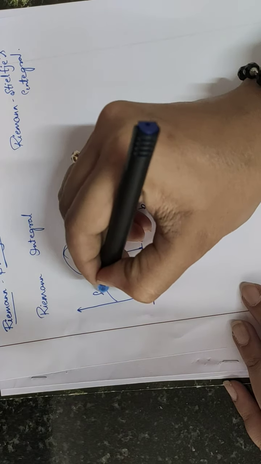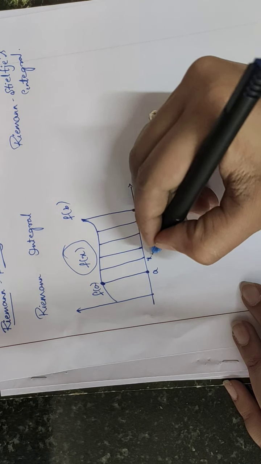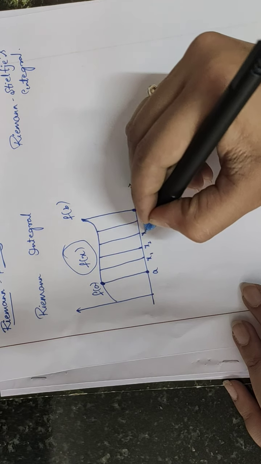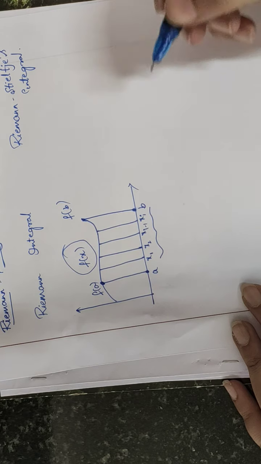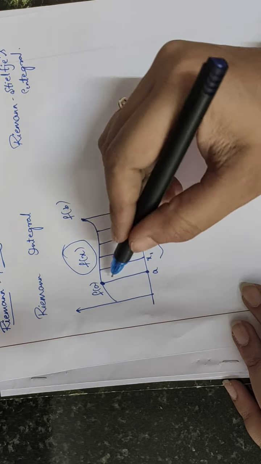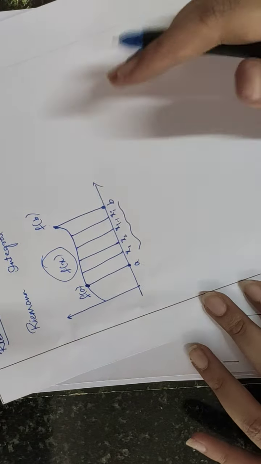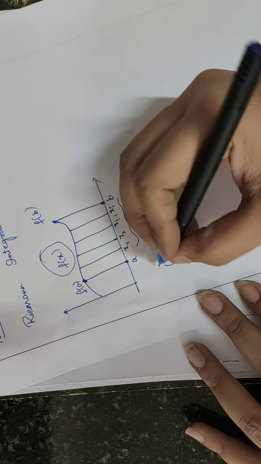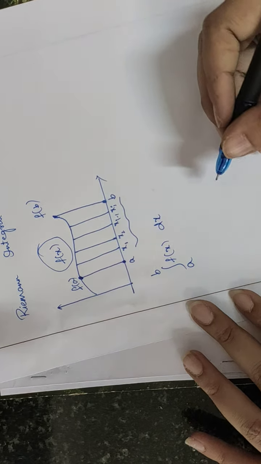So this is f of a, this is f of b. Here I can write this as x1, x2, x i minus 1, x i. These all are number of partitions for this function. So the area under this function is nothing but your integral, that is Riemann integral. We can represent that as integral over a to b f of x dx.